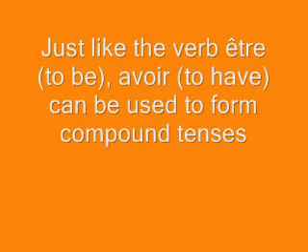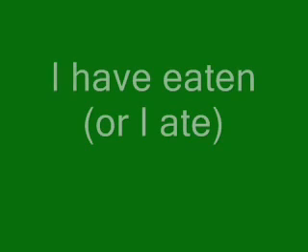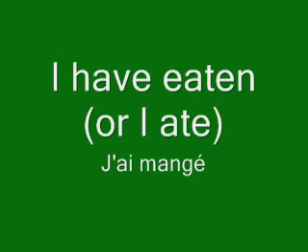Also, l'auxiliaire avoir, the auxiliary verb avoir, can be used to form compound tenses, just like l'auxiliaire être. And there are two such auxiliaries in French, être et avoir. So you can use être to form compound tenses, and you can also use avoir to form compound tenses. When you say I have eaten or I ate, in French you will say j'ai mangé.